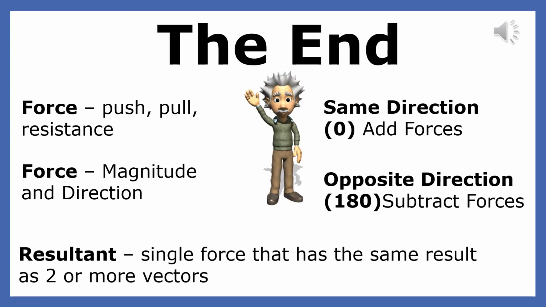In this lesson, you learned that a force is a push, pull, or resistance. Forces are vectors, which means that they are fully described using magnitude and direction. When you combine 2 or more forces into a single force that has the same result, it's called a resultant. When 2 or more forces act in the same direction, the angle is 0 degrees, and you find the resultant by adding the vectors. When forces are acting in opposite directions, the angle is 180 degrees, and you find the resultant by subtracting the smaller force from the larger force and using the direction of the larger force as the direction of the resultant.